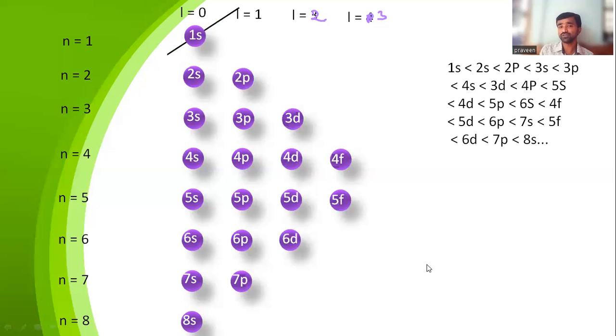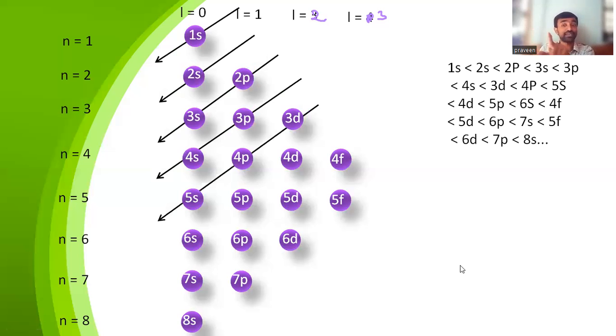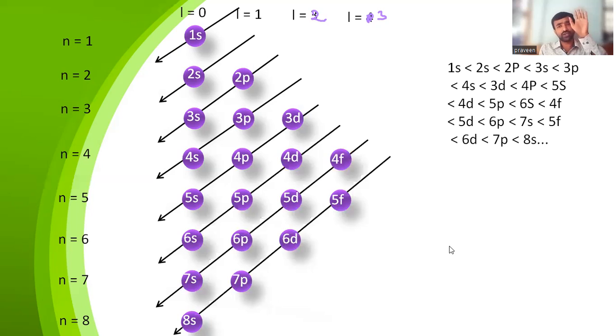Then the filling order. According to the n plus L values, I am following here. First 1s is filled, next 2s. So I am connecting with an arrow. Next 2p. After that 3s. Next 3p. Next 4s. Next 3d, 4p, 5s. I'm following the same order, energy increasing order. Next 4d, 5p, 6s. Next 4f, 5d, 6p, 7s. Next 5f, 6d, 7p, 8s. Are you clear how I got this structure? Are you following me clearly? Is there any confusion? No confusion.